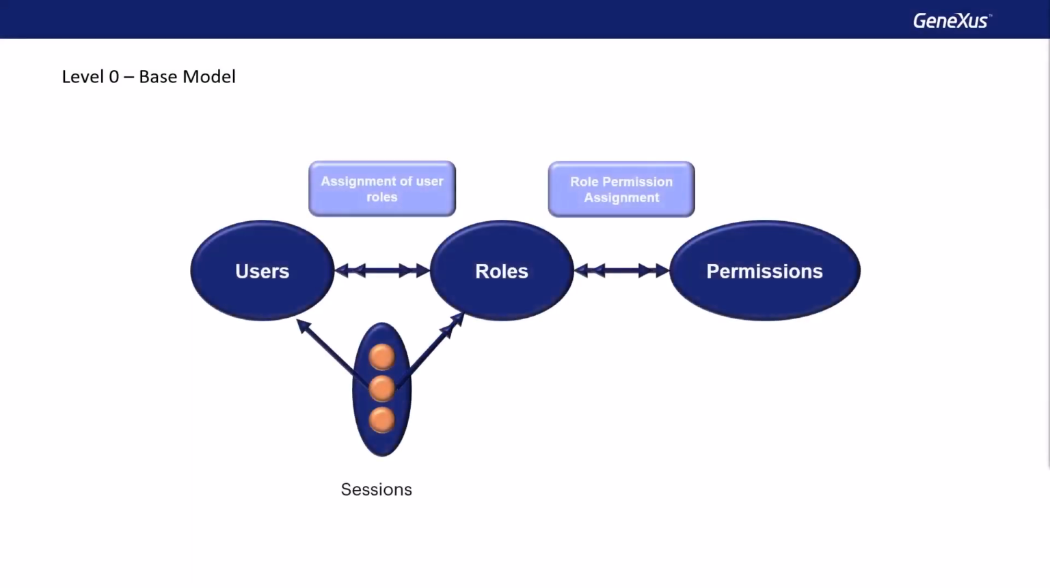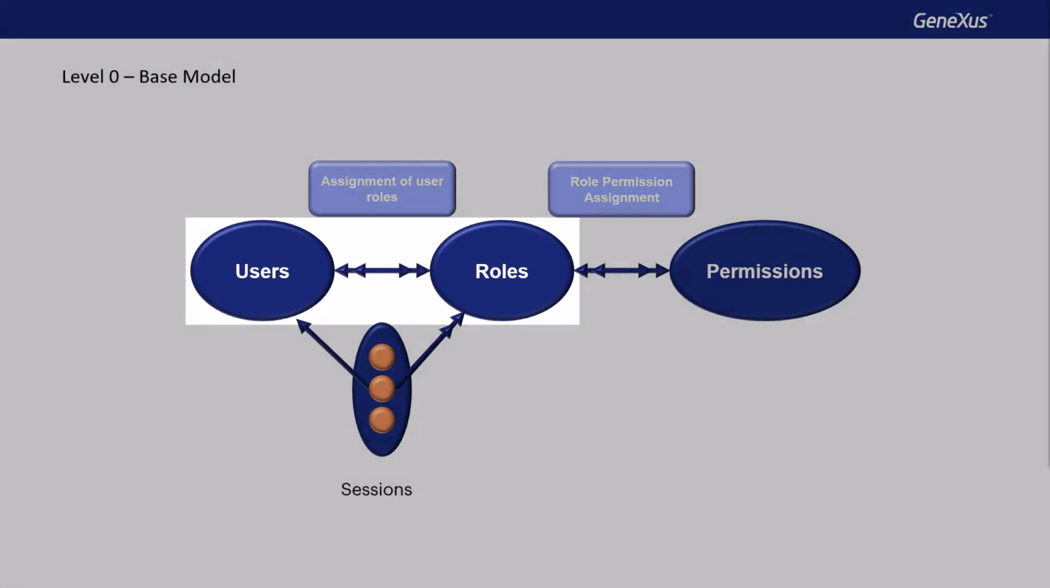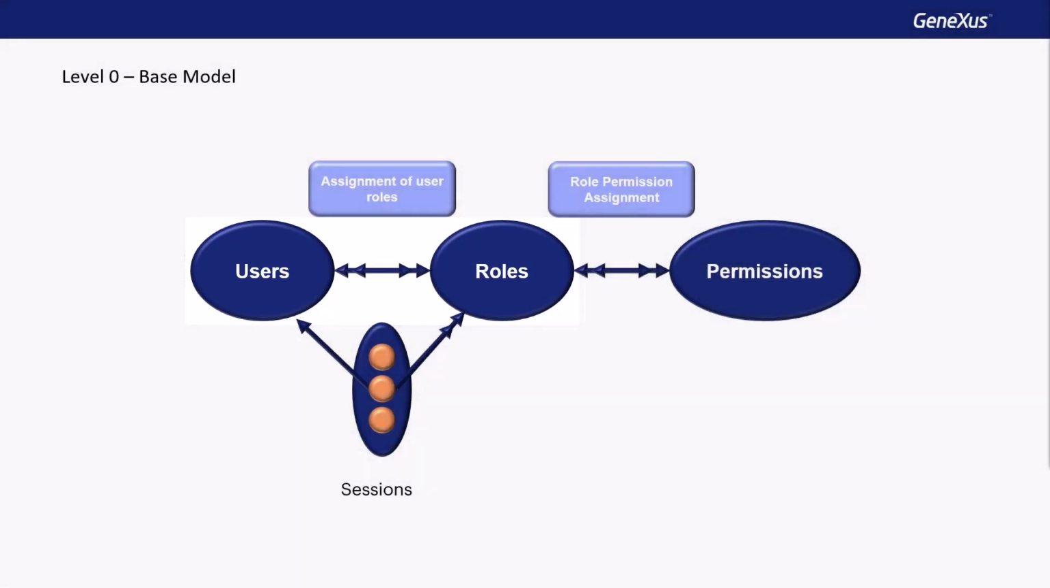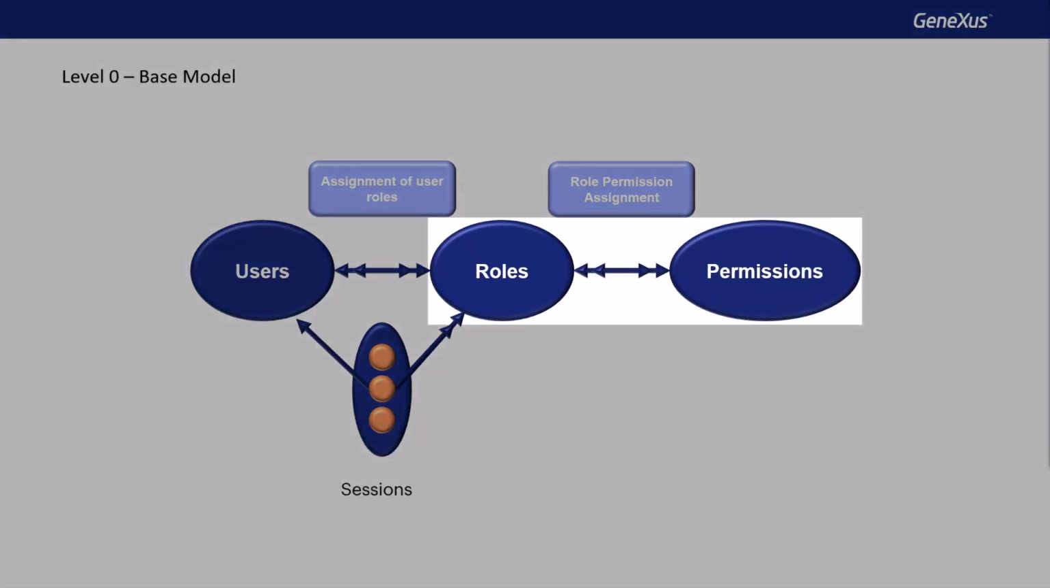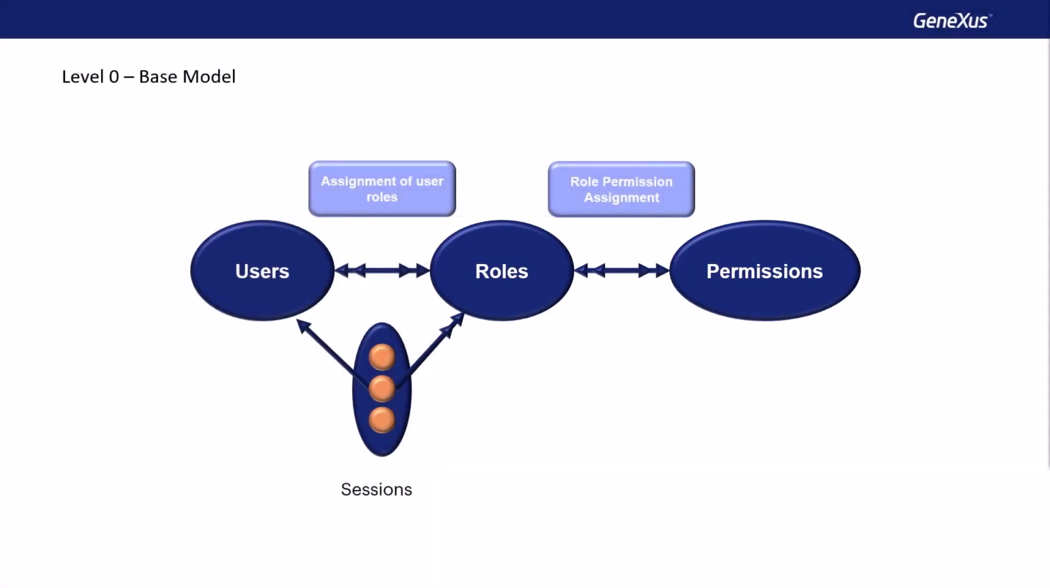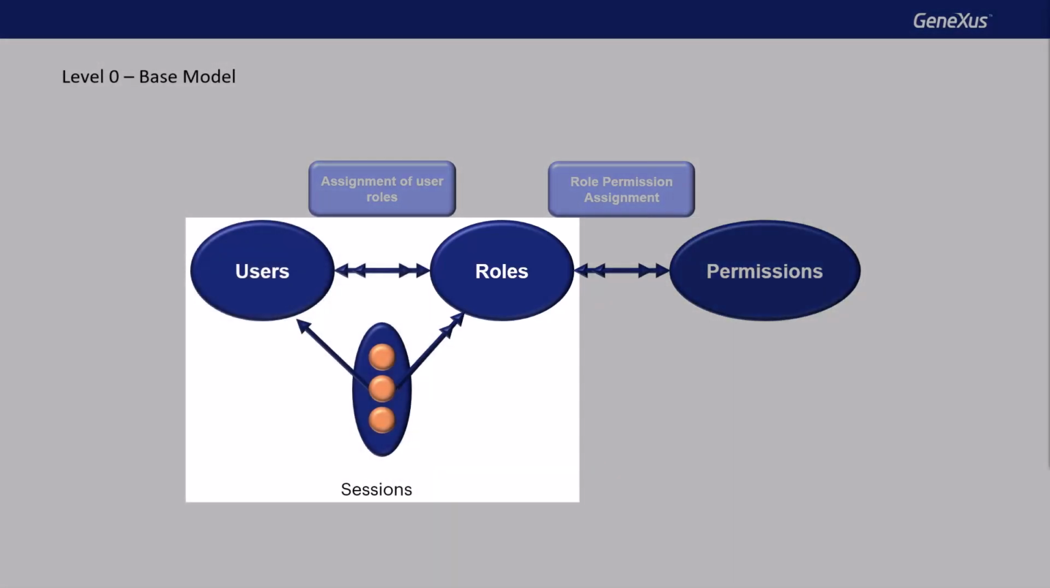In the base model are the four sets of entities mentioned above: users, roles, permissions, and sessions. As seen in the diagram, a user can be a member of many roles, and a role can have many users. Likewise, a role can have many permissions, and the same permission can be assigned to many roles. The key to RBAC lies in these two relationships. Finally, a session can be composed of one user and many roles.